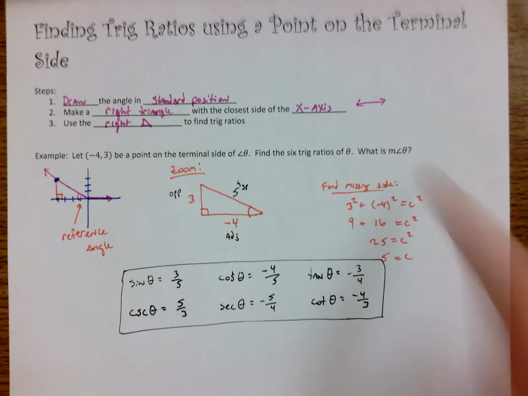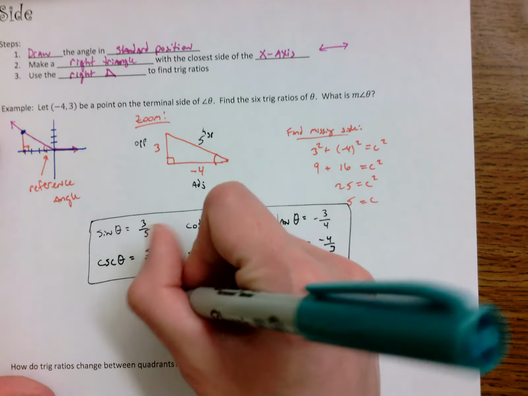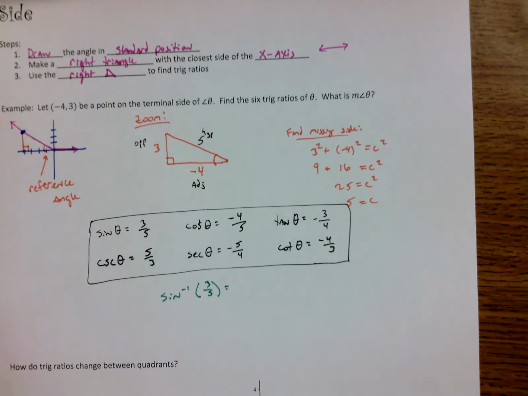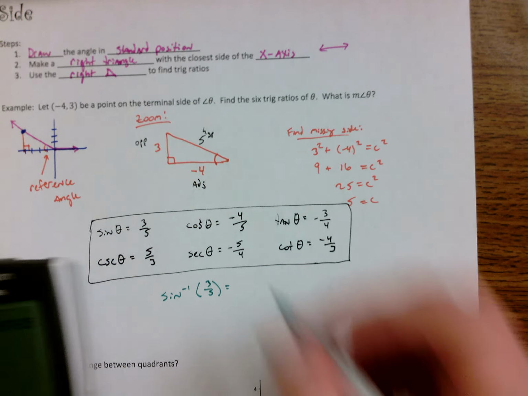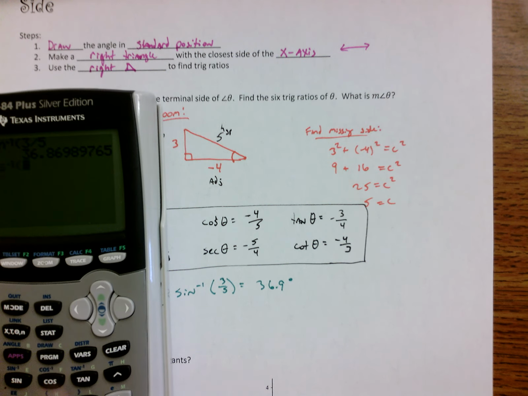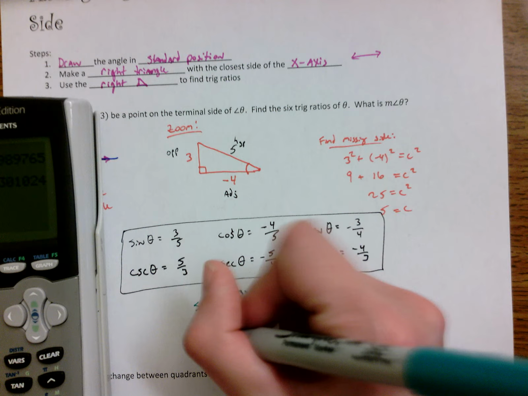Okay, and then the last thing they asked us is to find the measure of the angle. Well, now that we've got all these lovely trig ratios, you can take your pick of which one you want to use and just use the arc whatever. So I'll go with sine. I'm going to use the arc sine of 3/5, and that's going to tell me what my angle is. So that angle is about 36.9 degrees. If I use the arc cosine of -4/5, that's going to give me 143 degrees. So let's talk about that in just a second.